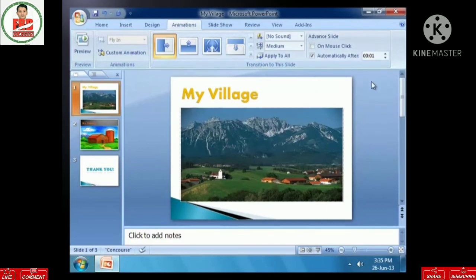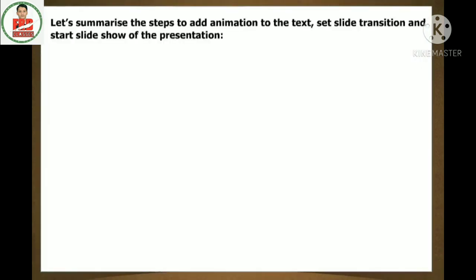Save the presentation to apply the changes. Click on the Slideshow button on the status bar. Let's summarize the steps to add animation to the text, set slide transition, and start slideshow of the presentation.